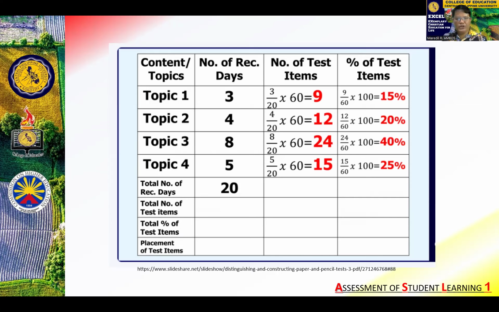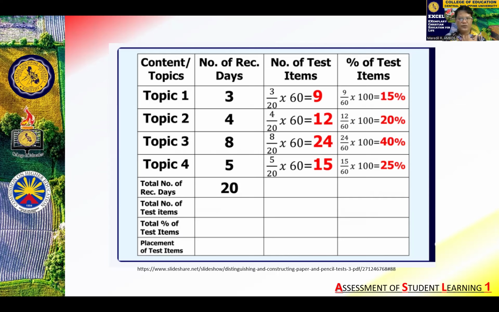You have the number of test items, which for topic number 1 is 9. Then the total number of items is 60, and you're going to multiply that by 100. For topic 1, we have 9 over 60 times 100. You have 15% of the test items coming from topic 1.